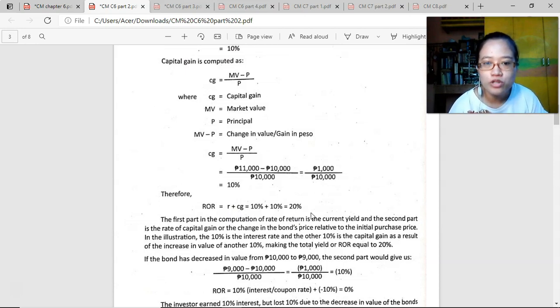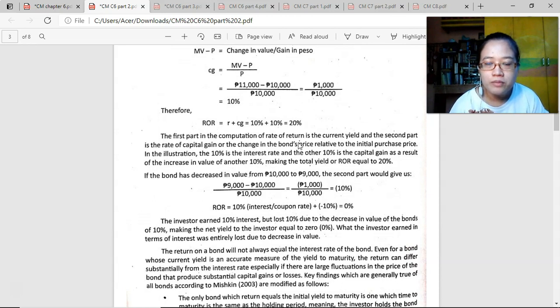Okay? So 20%. The first part in the computation of rate of return is the current yield, natanggap mo na ano. And the second part is the rate of capital gain or the change in the security's price relative to the initial purchase in the illustration. And the 10% is the interest rate, the other 10% is the capital gain.